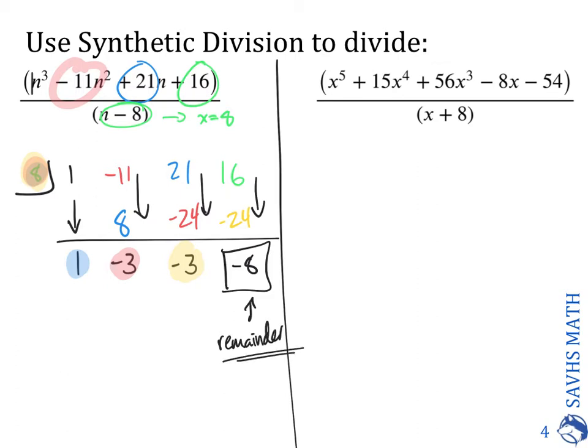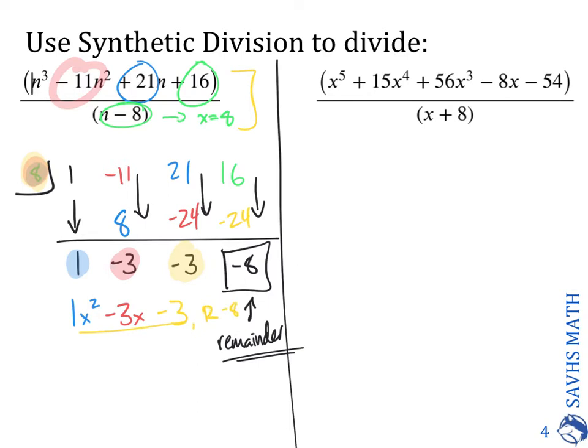And then the other stuff that you have here is, okay, I'll rewrite this color-coded. 1x squared minus 3x minus 3. So what you can say is the answer to this division problem is this, with remainder -8.